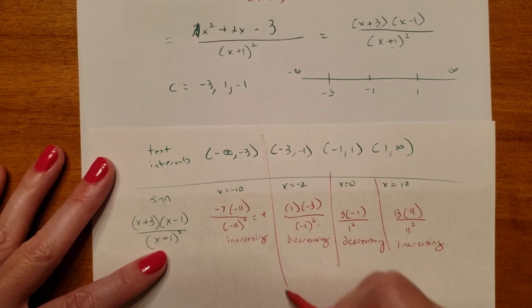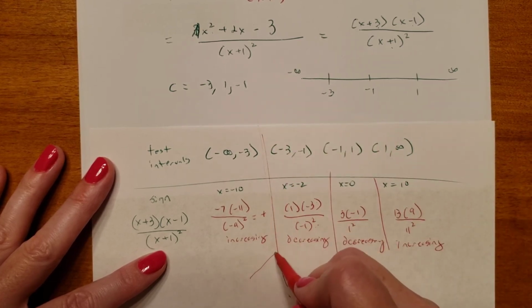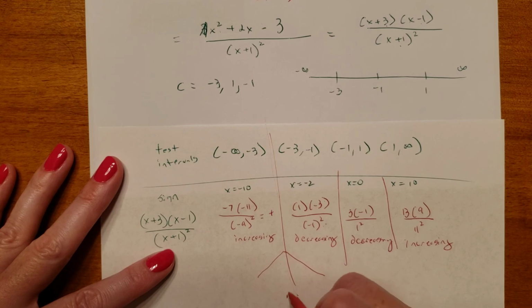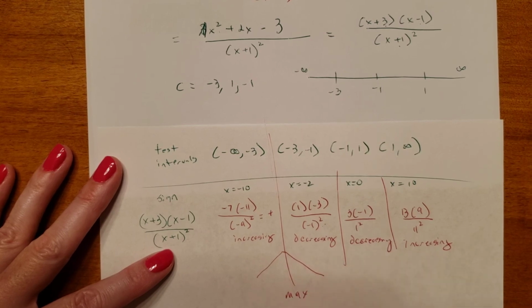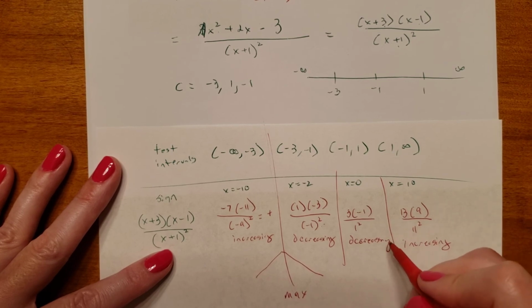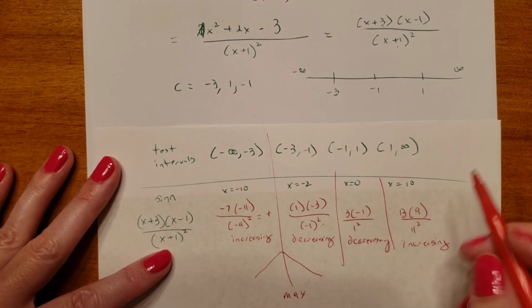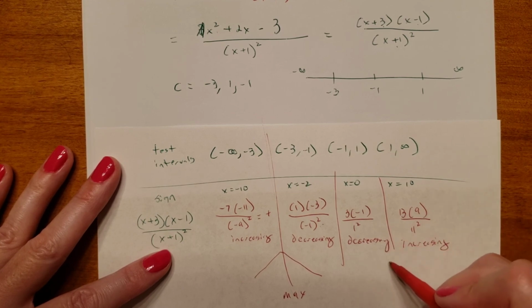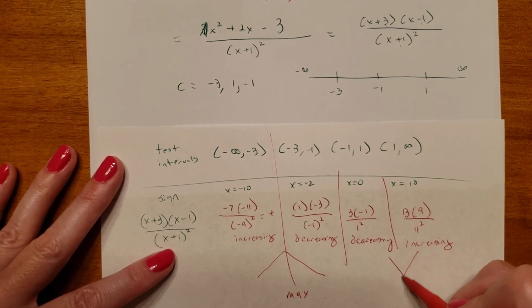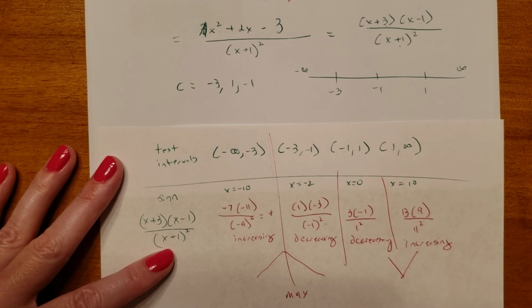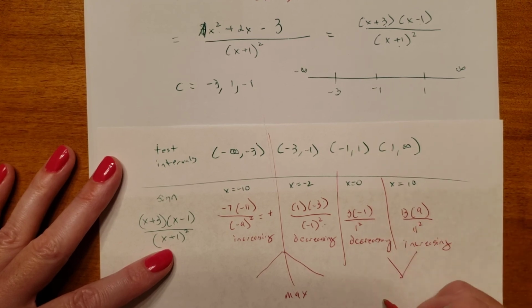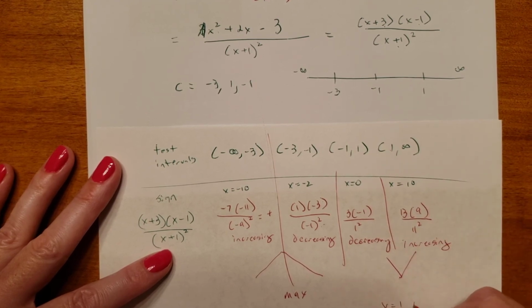So at the number negative 3, it was increasing and then decreasing, so that made it a max. So x equal to negative 3 is a max. And then here it was decreasing and decreasing, so negative 1 doesn't mean anything. And then decreasing and increasing makes that number 1 a minimum. So x equal 1 is a minimum.